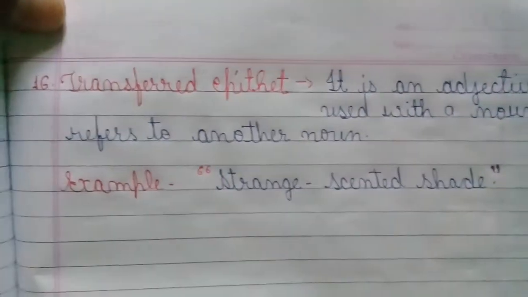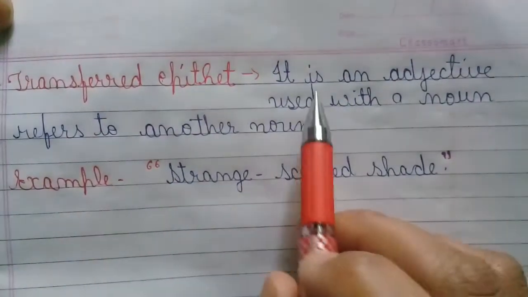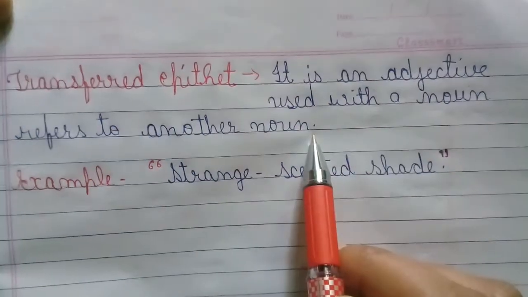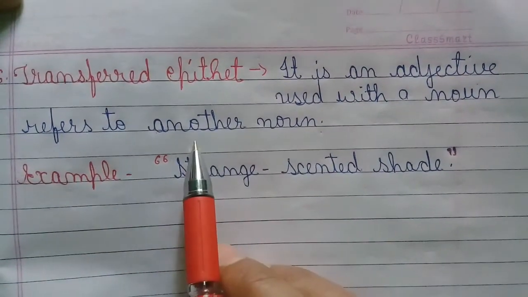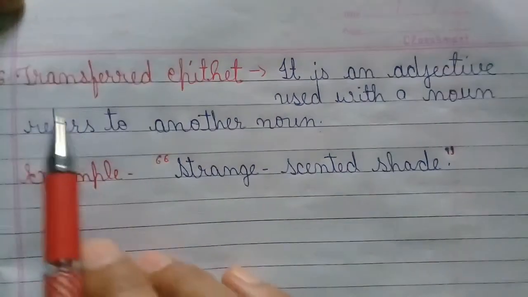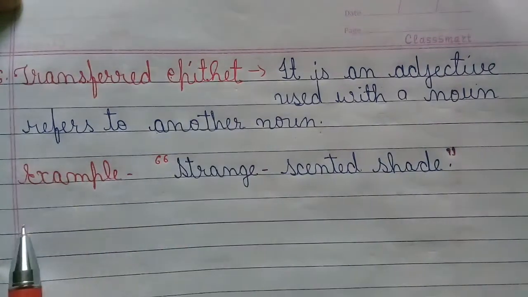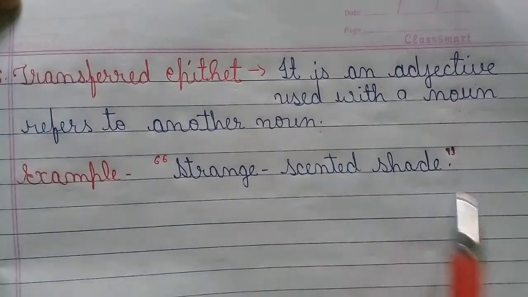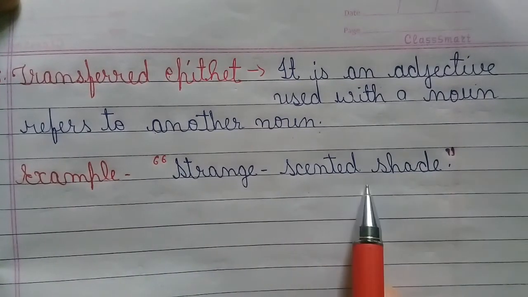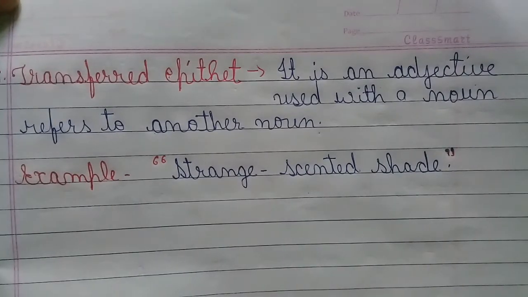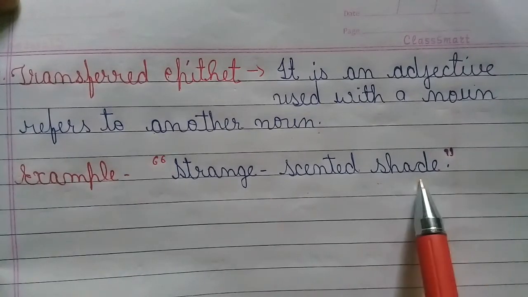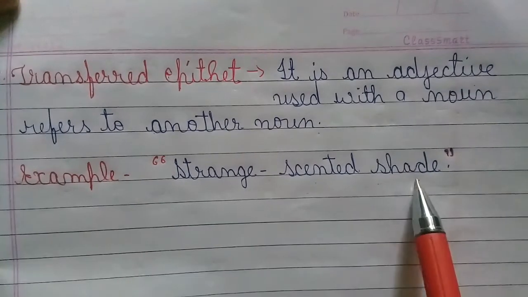The next poetic device is transferred epithet. What is transferred epithet? It is an adjective used with a noun that refers to another noun. So when an adjective comes with a noun and it describes something else, that is called transferred epithet. For example, strange scented shade. Here scented is used with shade, but it is the tree that has the fragrance or the scent and not the shade. Here shade refers to the tree. So it means the scented tree.